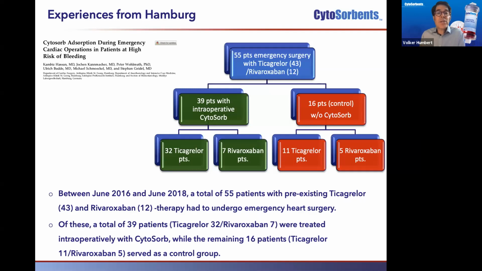in the beginning rather by chance, because it was not a prospective RCT, it was just that they started to use this approach. One surgeon was more familiar with it than the other, so some patients did not receive Cytosorb therapy, at least in the beginning, because meanwhile they only use Cytosorb therapy for those patients. But for a while, there were some patients without Cytosorb therapy, and those patients served as a control group. And here you see in the last line the final split up, so 32 patients intraoperatively with ticagrelor, 7 patients intraoperatively with Cytosorb and rivaroxaban, and 11 and 5 on the control group side.